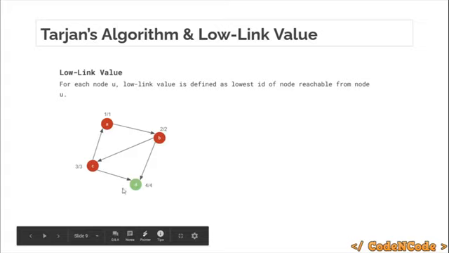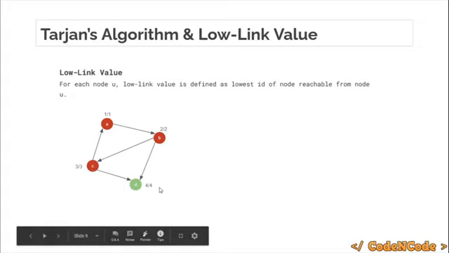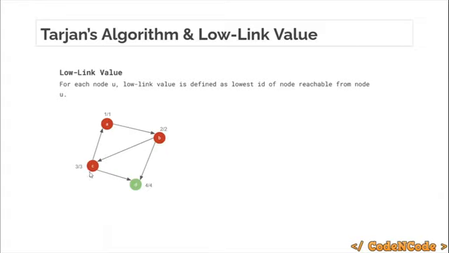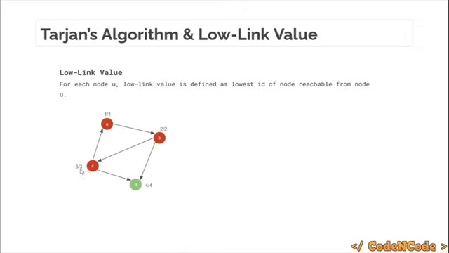Now since you have completed the DFS call of node D, you can use node D to minimize your low link value. Since there was an edge and node D was not visited, you made a DFS call. After you make a DFS call, you minimize your low link value with its low link value. So the low link value of C is the minimum of low link value of C, comma, low link value of D. Low link value of D is 4, C is 3, so of course nothing would happen. It would still have the low link value as 3.